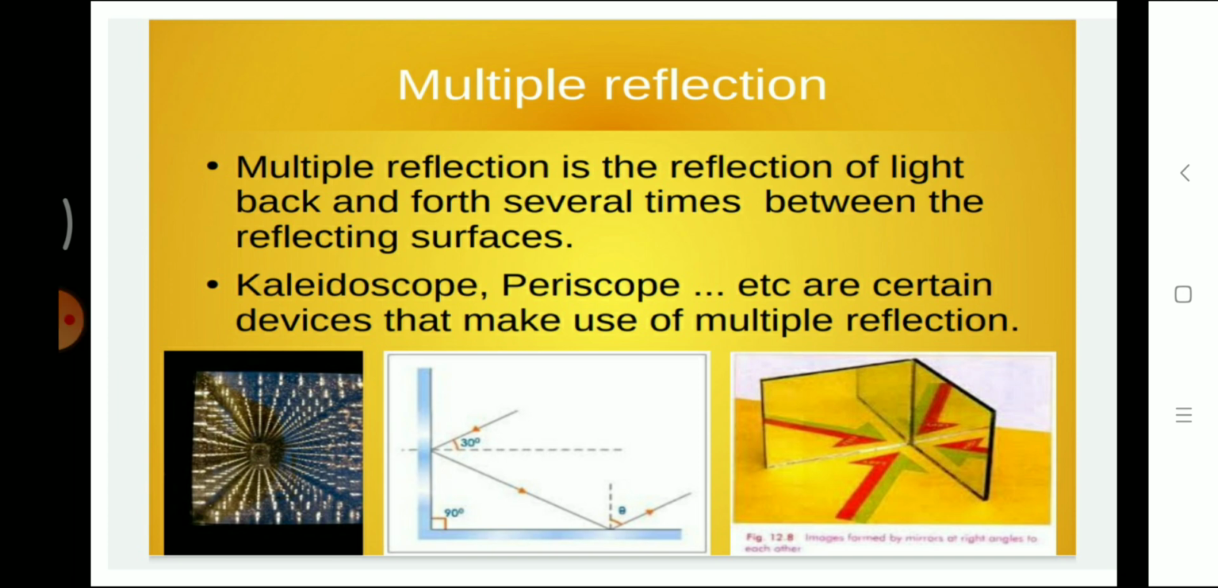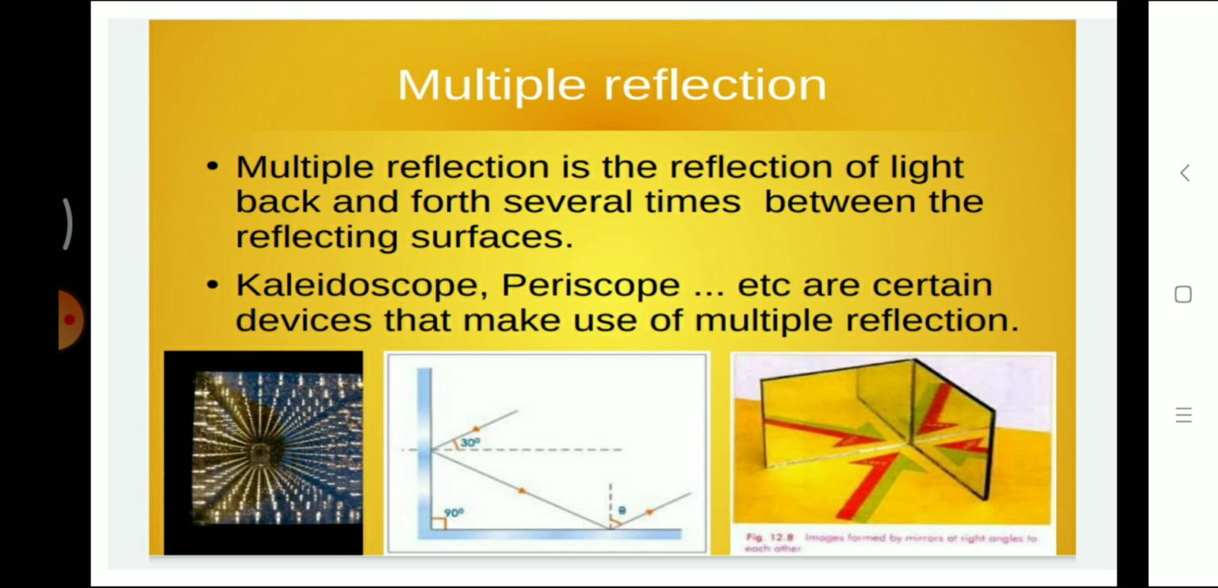You know reflection of light. What is reflection of light? Yes, reflection of light is the returning of light from a surface. So, multiple reflection is the reflection of light many times. Due to the many reflections, there may be a chance of formation of many images. So we can conclude that multiple reflection is the reflection of light back and forth several times between the reflecting surfaces.